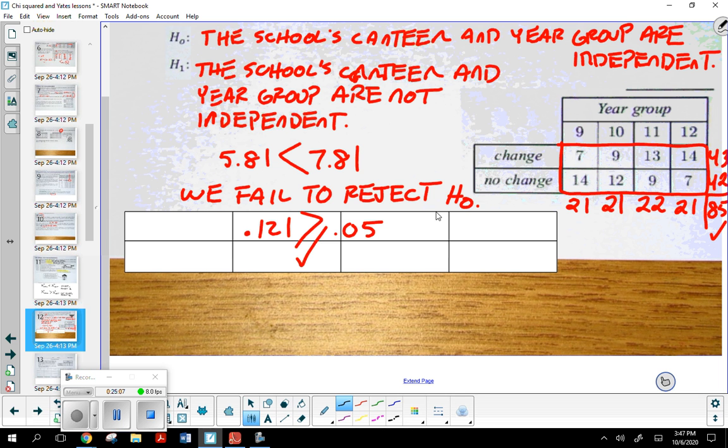Now, if comparing the p-value to your significance level does contradict what the original conclusion said, go with this. Go with what the p-value is saying. That's the more exact way of testing these. And there we go. That is the chi-squared test for independence.